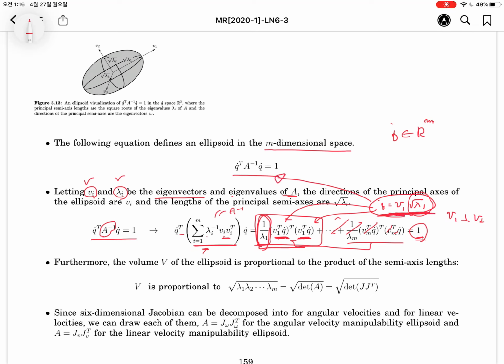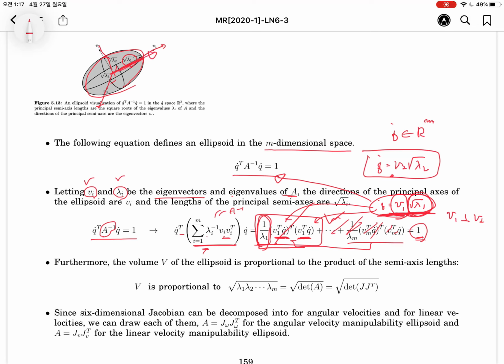Let's draw this term in the v1 direction with the magnitude of the square root of lambda 1, like this: v1 direction and the length of the square root of lambda 1 here. On the other hand, q dot is achieved as v2 times the square root of lambda 2. Maybe the second term will appear, and the remaining terms will cancel each other out. So let's draw this one. q dot is given by the v2 direction with the magnitude of the square root of lambda 2. On the other hand, the v3 direction is achieved like this. Like this, we can draw the ellipsoid to denote the mobility.